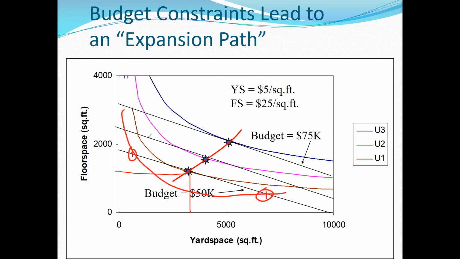Now if your budget becomes $75,000, you can operate on this particular area of the curve and derive much higher utility. If you join those points where your budget line becomes tangent to the utility curves, you can create what we call the expansion path. Meaning that as your budget goes up and you get more and more money, how should you spend that budget on the relationship between floor space and yard space? Okay.